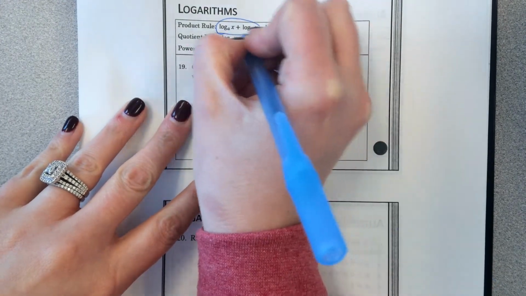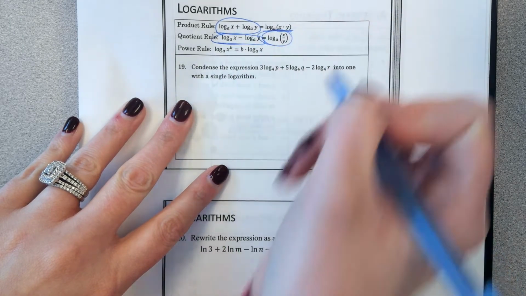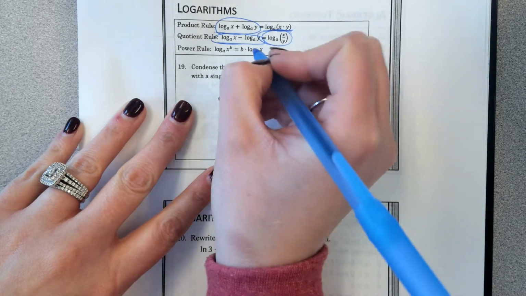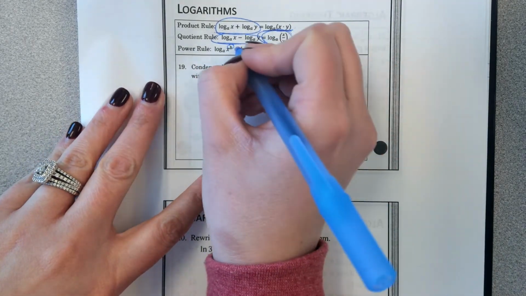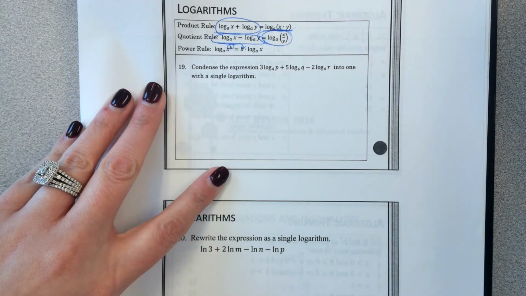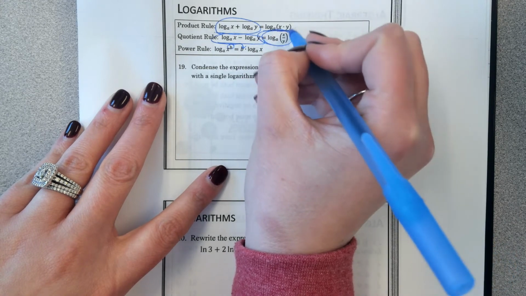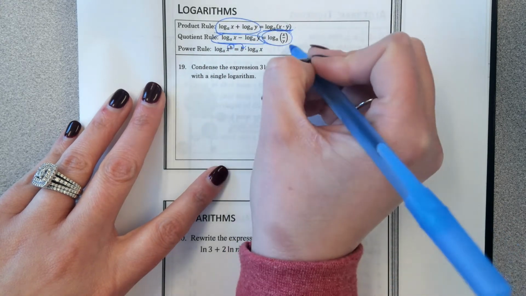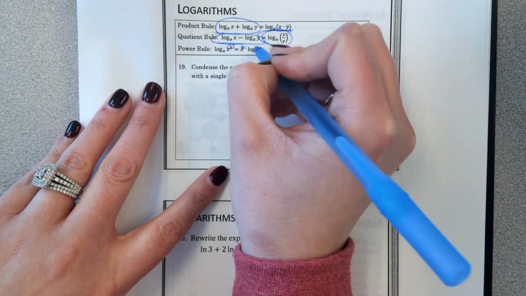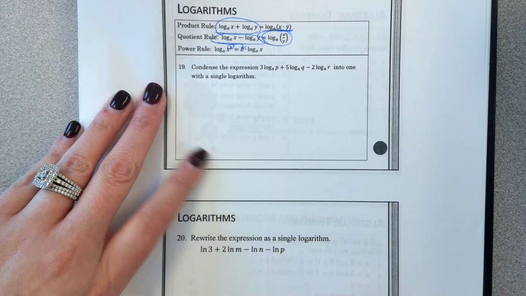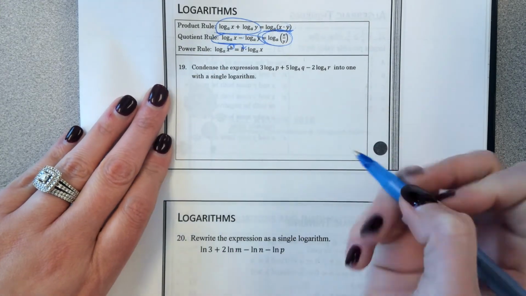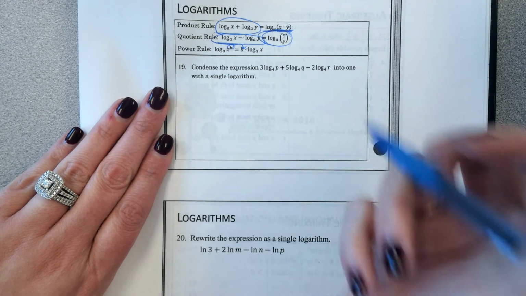If you have subtraction between two logs, it turns into the division of one log, and if you have an exponent, it turns into the coefficient. And you can also go backwards. You can expand a log. If you have multiplication, you can turn it into addition, division into subtraction, and a coefficient into an exponent. Okay, so we'll practice a couple and then we'll be done.